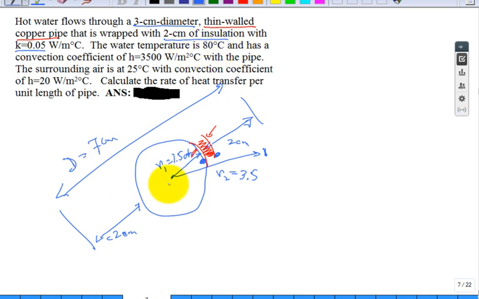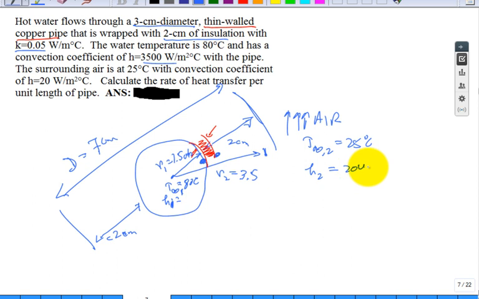So the water is flowing through here. It's got a temperature T infinity of the water of 80 degrees C and a convection coefficient H on the inside given. And it's surrounded by air on the outside. So way over here is air. And its temperature T infinity on the outside, let's call 2, is 25 degrees C, maybe T infinity 1 down here, and then H1. And then H2 is 20 watts per meter squared degree C. Calculate the rate of heat transfer per unit length of the pipe.